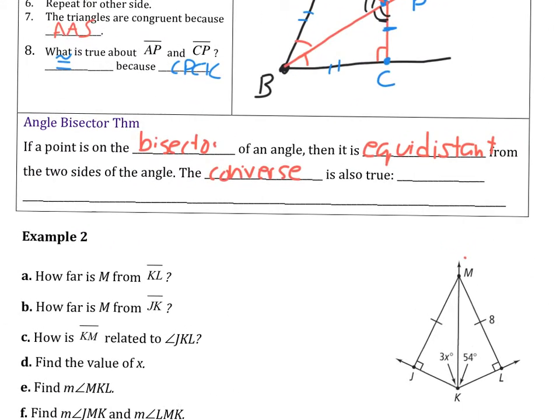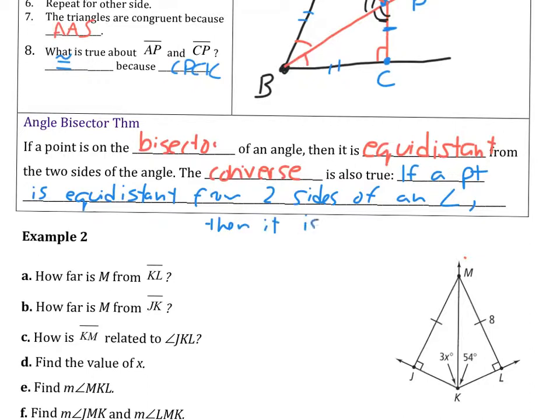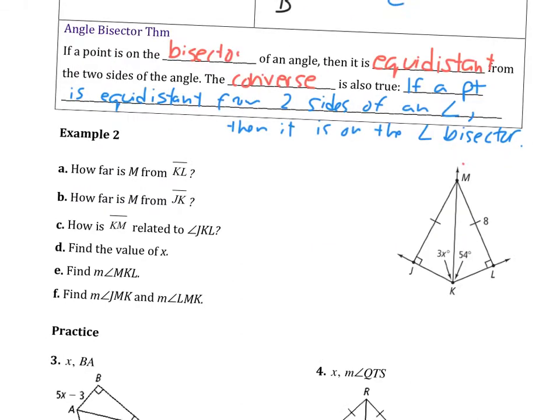So the converse of this is also true, and it says, if a point is equidistant from two sides of an angle, then the point is on the angle bisector. These concepts here in our final moments of class.